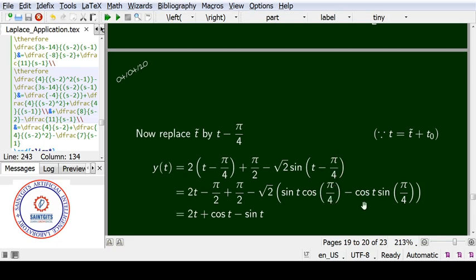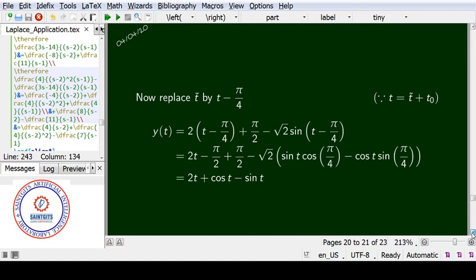So we can take 1 by root 2 outside from both terms. Root 2 into 1 by root 2 gets cancelled, so we got sin t minus cos t, and minus root 2 into that, sorry, minus of (sin t minus cos t). When we multiply the minus into the bracket, we get cos t minus sin t. So the final answer is y of t equal to 2t plus, this pi minus pi by 2 gets cancelled, cos t minus sin t. That's all.